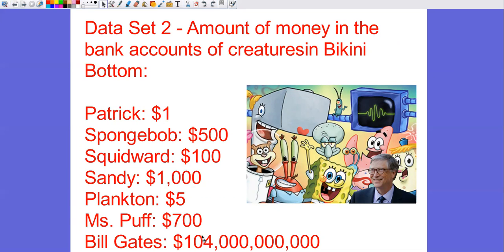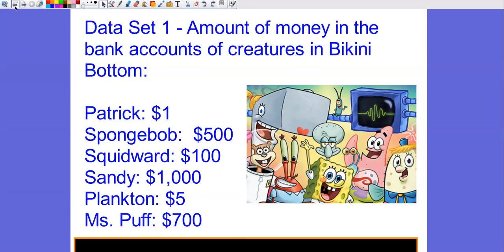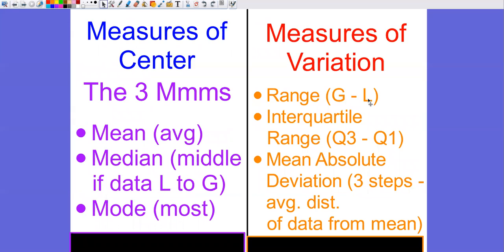Does that describe this data set very well? Doesn't that say the data are spread over this huge amount? But think, Bill Gates, that's an outlier. So that measure of variation that we're using, range, is affected by outliers. And so we probably shouldn't use range if there's an outlier.